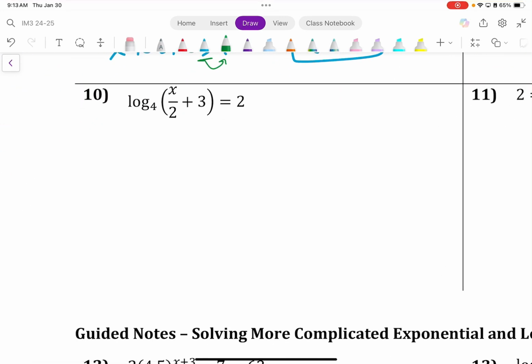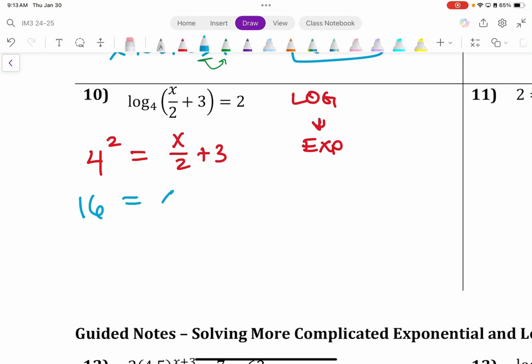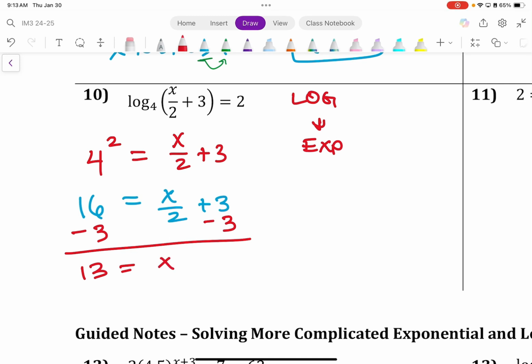Let me show you how to do number 10. And then you'll try 11 on your own. So log base 4 of x over 2 plus 3 equals 2. This is logarithm going to exponential. So this will become 4 to the second power equals x over 2 plus 3. 4 to the second power is equal to 16. So you have 16 equals x over 2 plus 3. You're going to subtract the 3 from both sides. That will give you 13 equals x over 2.